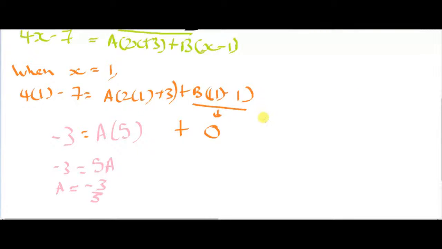And now let's do the same thing with the other bit. Now we're planning to make this bit 0, right? So what do you think we should sub in? To make this value 0, we have to make this bit minus 3, right? So how would we make that minus 3?